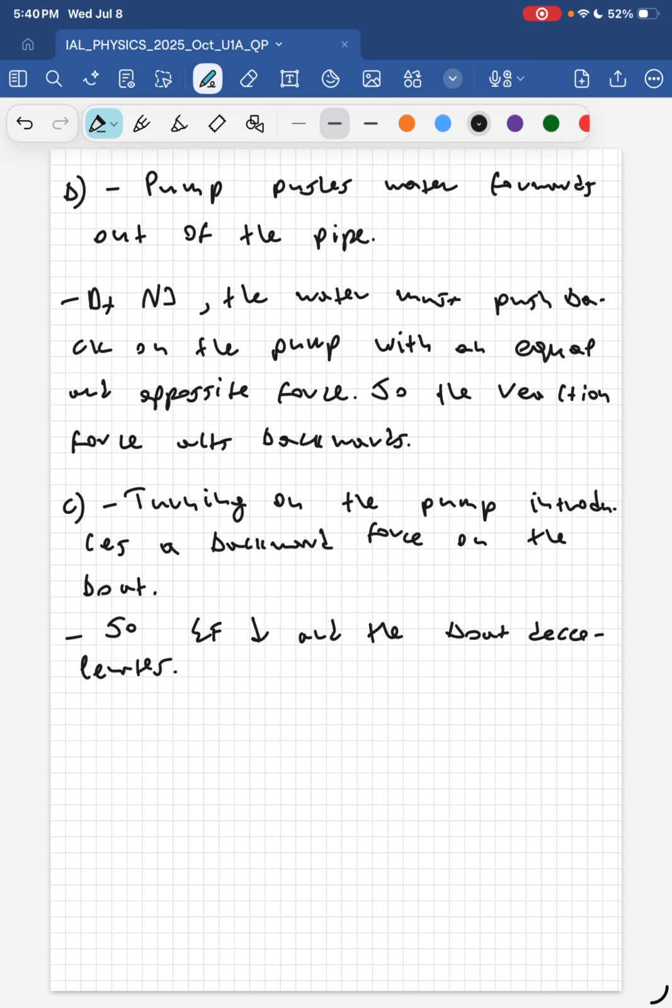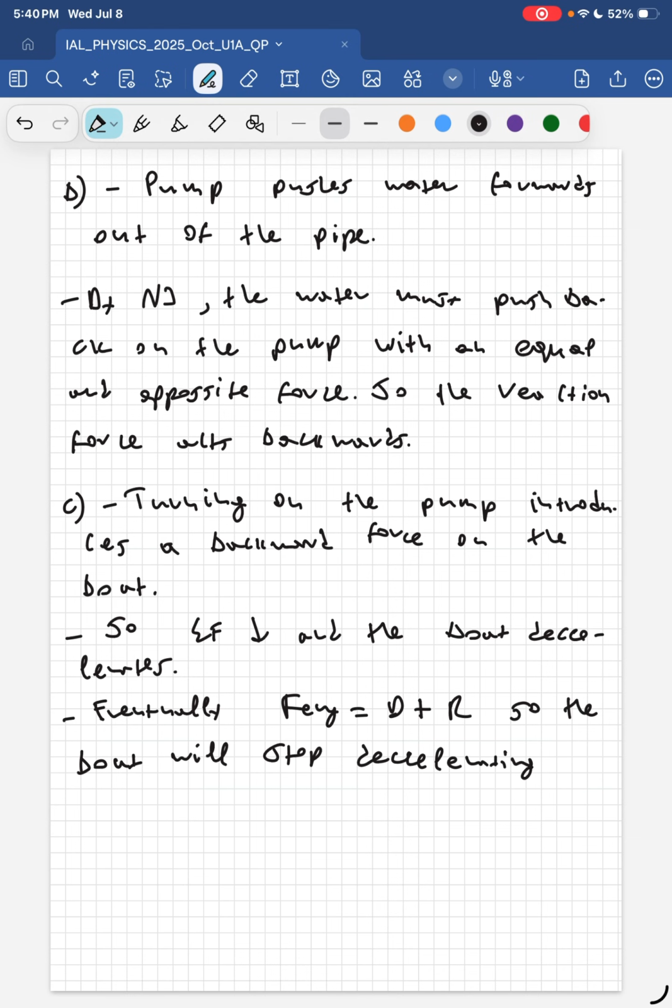Okay, and the sum of all forces decreases because we introduce another force backwards. So eventually the force from the engine will become equal to the drag again plus this reaction backward force. So the boat will stop decelerating and start moving at a lower constant speed. Okay, so that's the answer because we introduce another force into this mix.